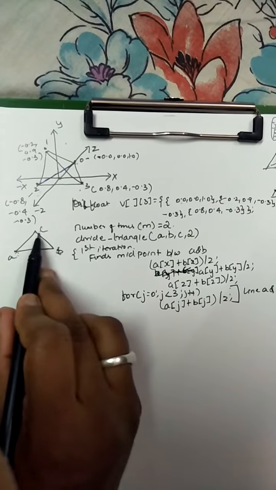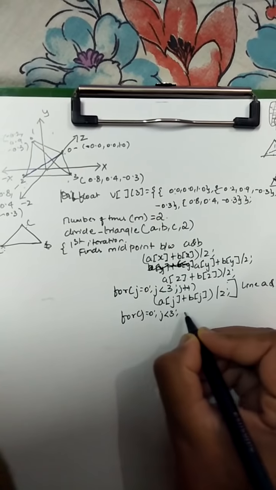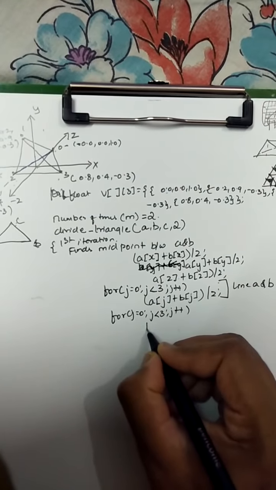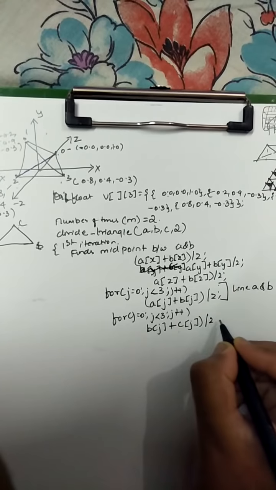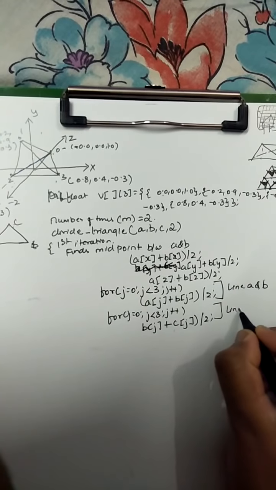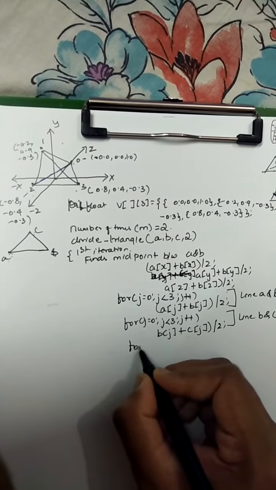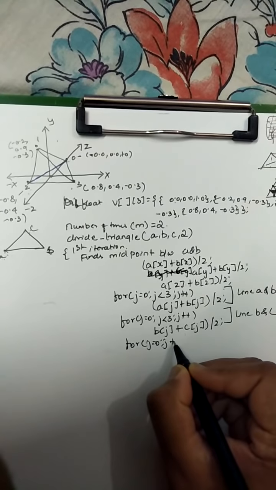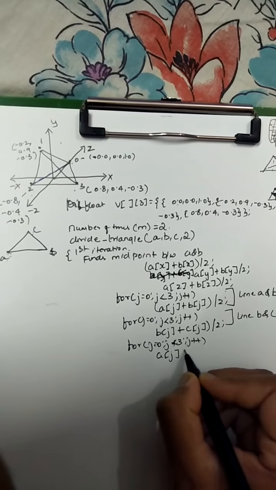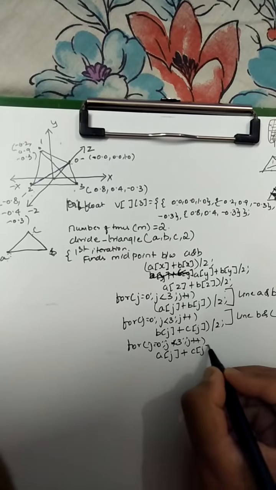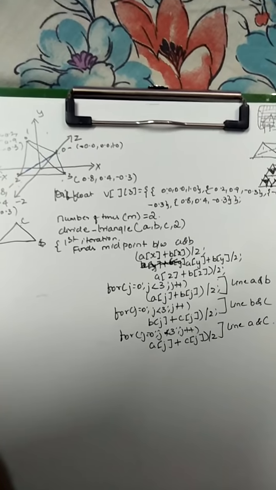Now I have to do it for B and C. So I'll apply the same logic. For j equal to 0, j less than 3, j plus plus. So B of j plus C of j divided by 2. This is for line B and C. Now I have to do it for A and C. For j equal to 0, j less than 3, j plus plus, a of j plus c of j divided by 2. This is for line A and C. Fine.